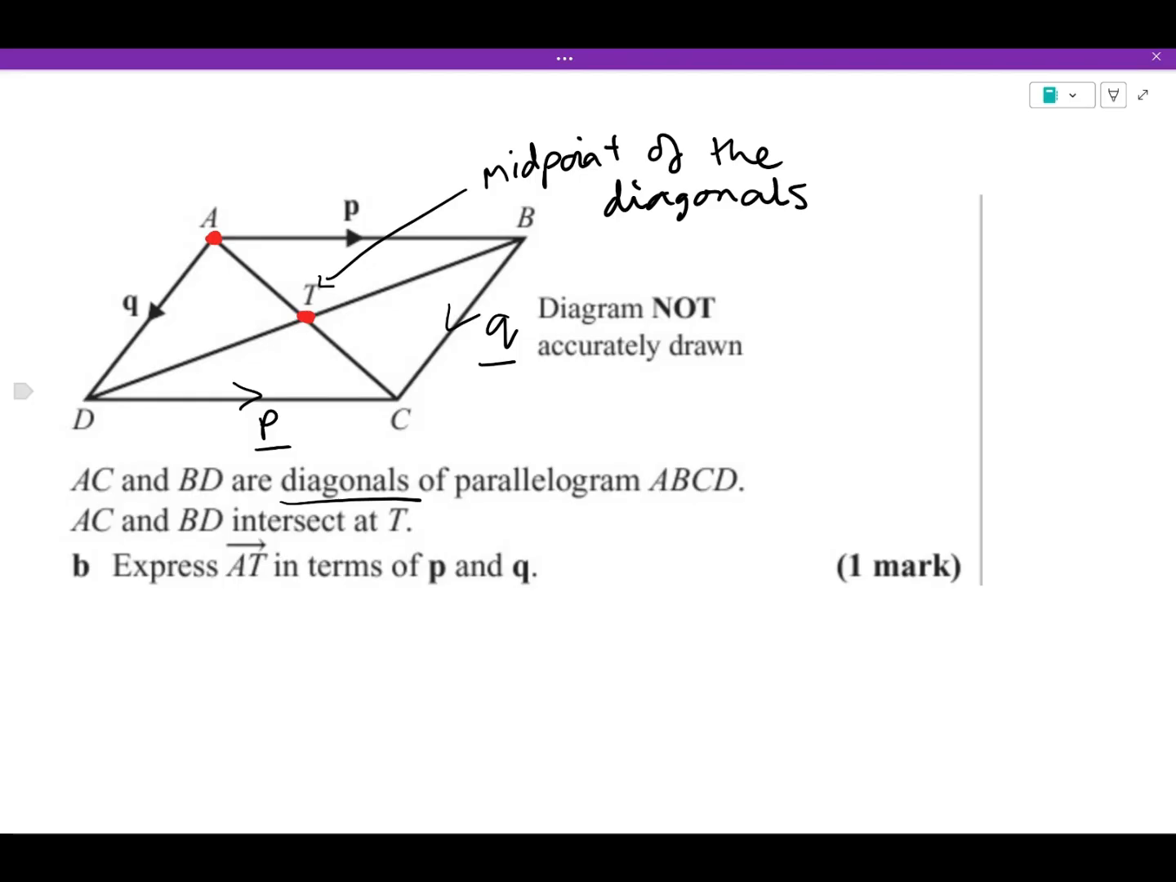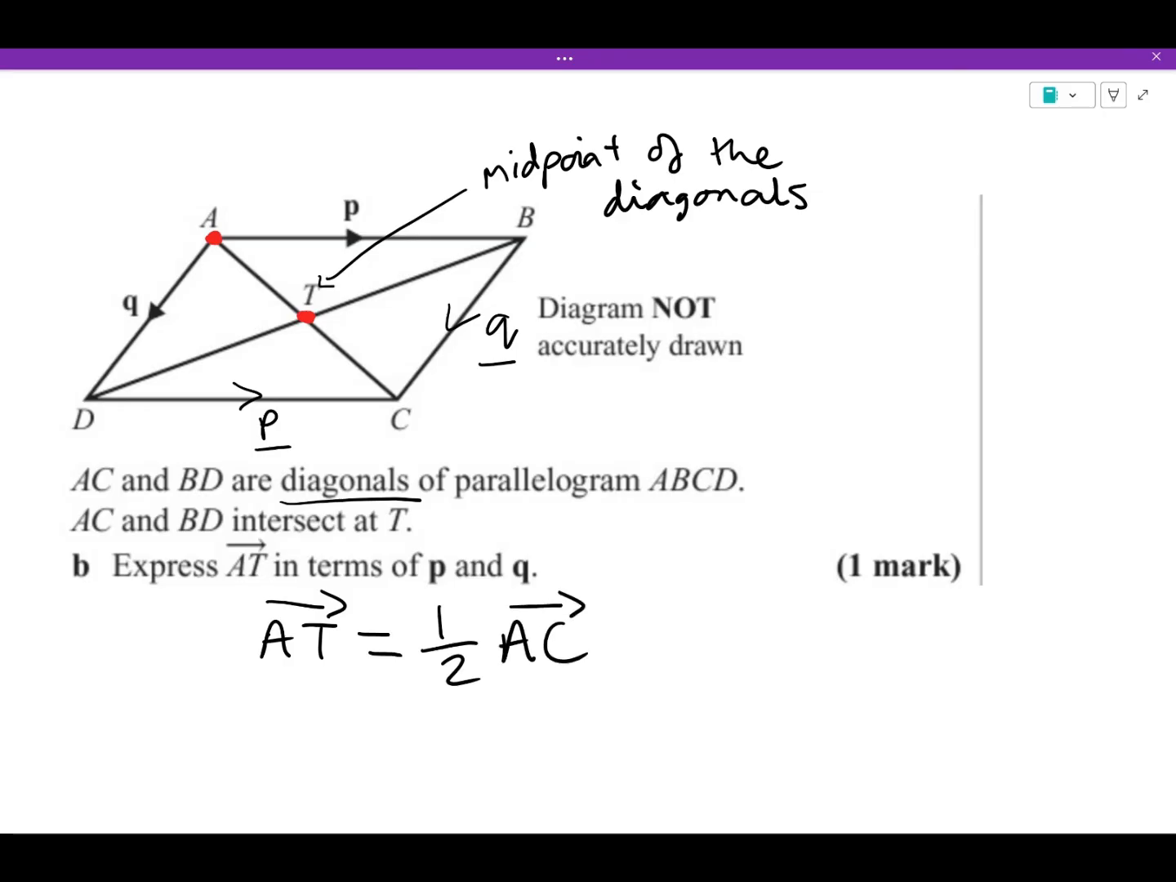Because if it's the midpoint, that means if I knew how to get from A to C, well, A to T is just going to be half of that movement. So the goal here is to calculate A to C, and then we can halve it because T is going to be the midpoint of that line. So what I'm going to write out is that A to T is equal to half of A to C.